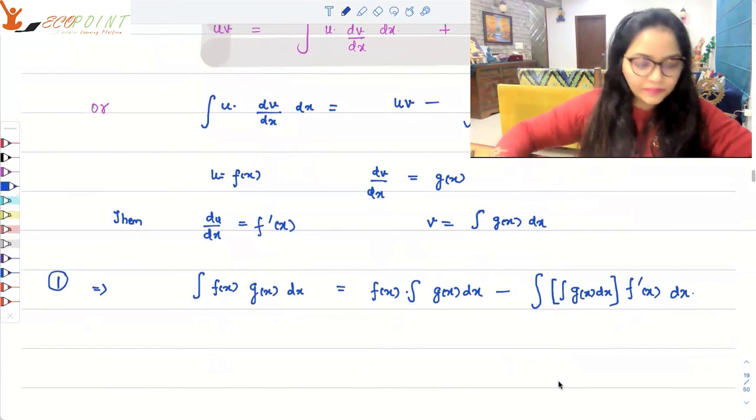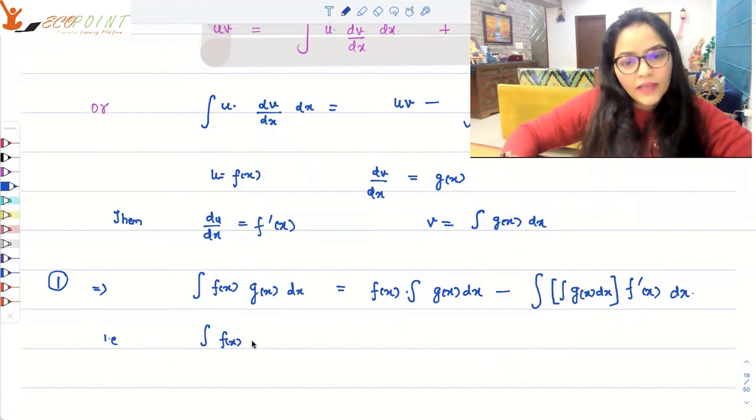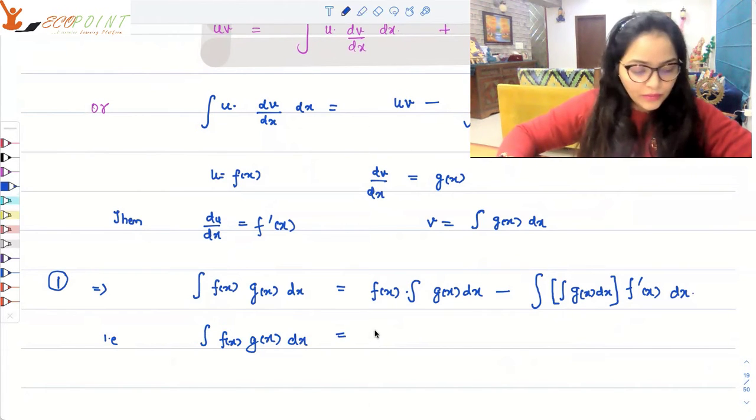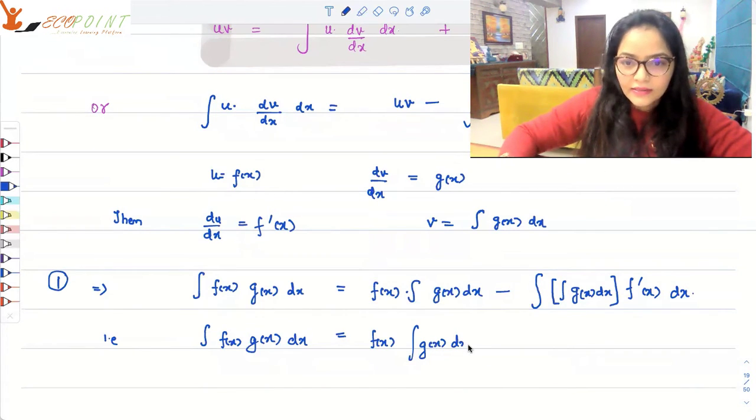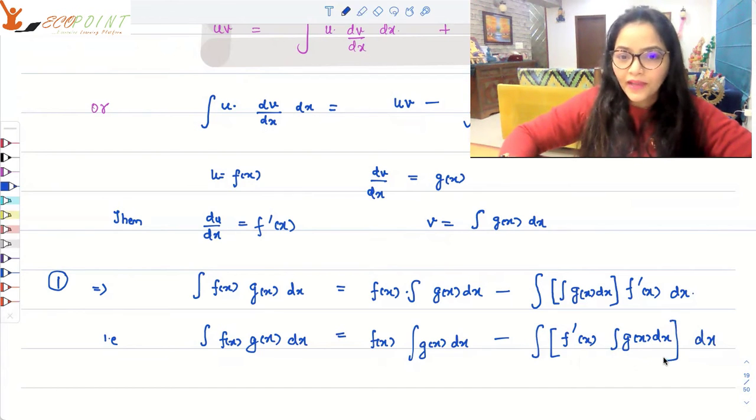Or in other words, finally, if I write it down, we get the integral of fx into gx dx is equal to fx times the integral of gx dx minus the integral of the whole thing together, the integral of the product f dash x into the integral of gx dx, the integral of the entire product here. This is what is integration by parts.